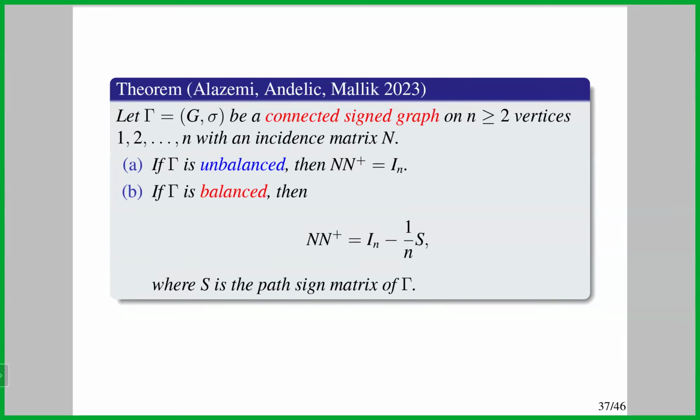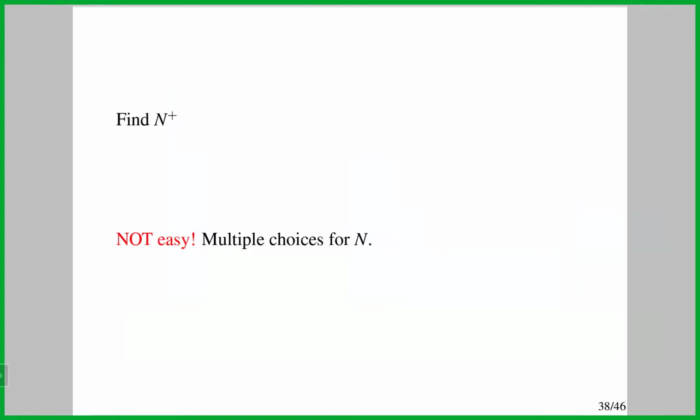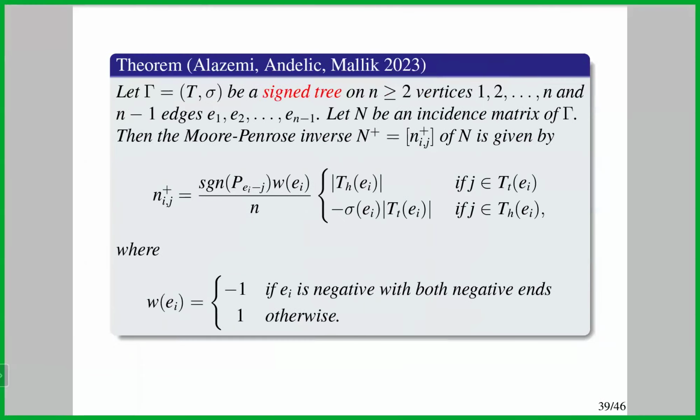And we did this last year. The paper is under review now. But still, it does not help us to find the combinatorial interpretation of the entries of N plus. And as I mentioned before, there are multiple choices for N, even given a sign graph. So things are messy, not easy. But my collaborators are really good. We came up with a result for sign trees.